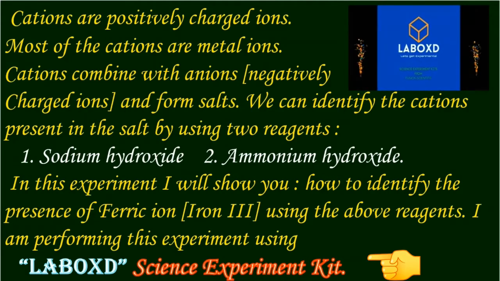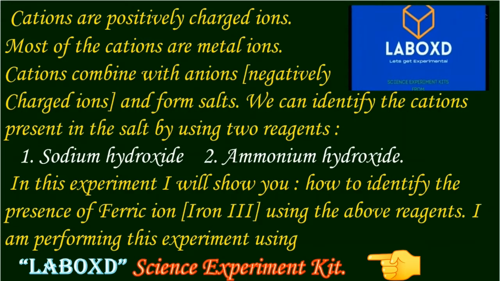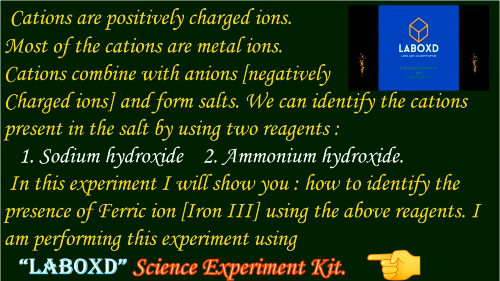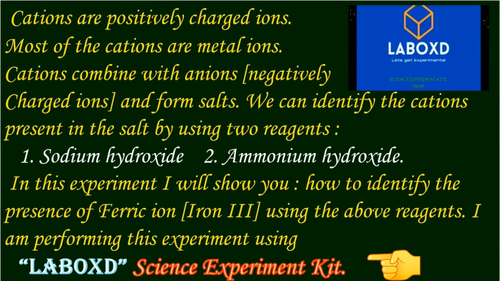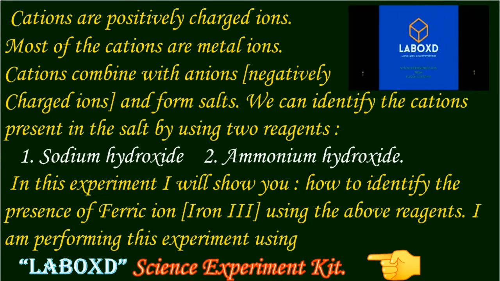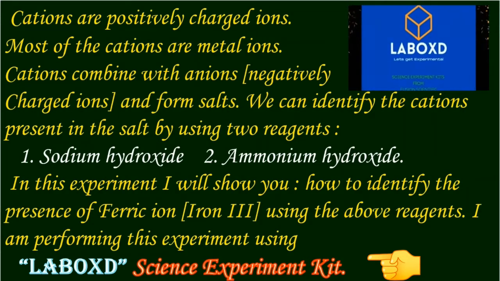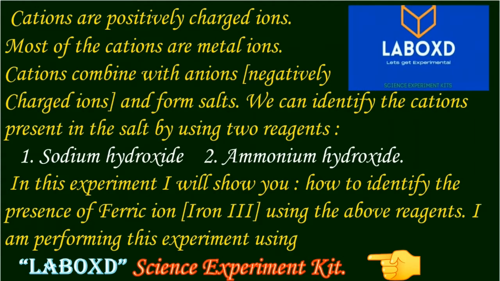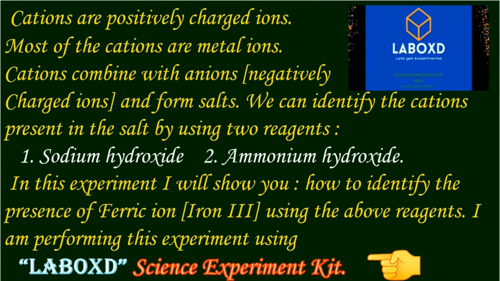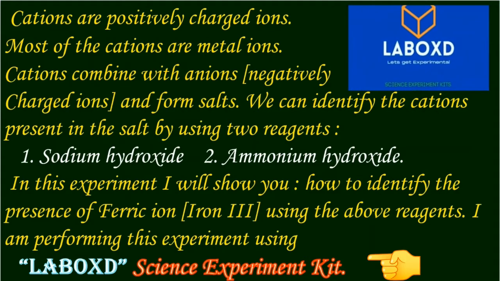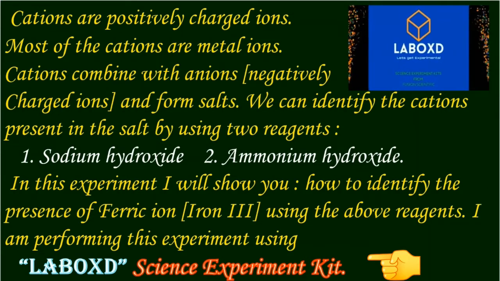Cations are positively charged ions. Most of the cations are metal ions. Cations combine with anions, negatively charged ions, and form salts. We can identify the cations present in the salts by using two reagents: sodium hydroxide and ammonium hydroxide. In this experiment, I will show you how to identify the presence of ferric ion using the above reagents.